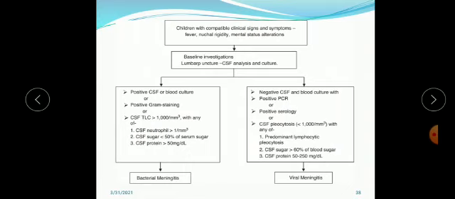And whenever there is a negative CSF and blood culture with positive PCR or positive serology, or CSF pleocytosis less than 1000 per cubic millimeter with any one of predominant lymphocytic pleocytosis, CSF sugar more than 60% of blood sugar, or CSF protein ranging from 50 to 250 milligram per deciliter, the viral meningitis should be suspected.